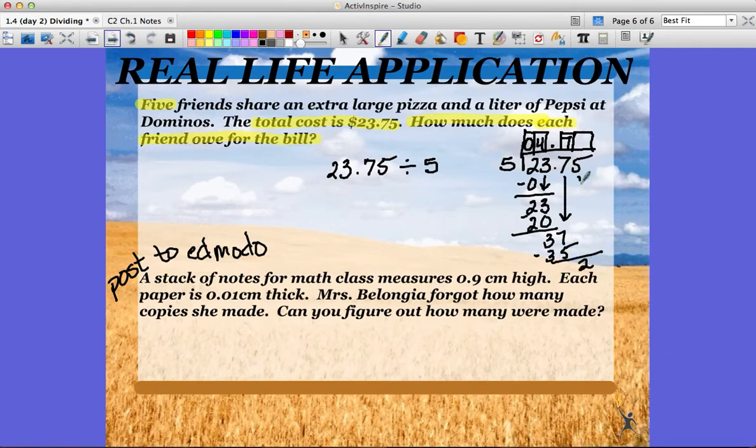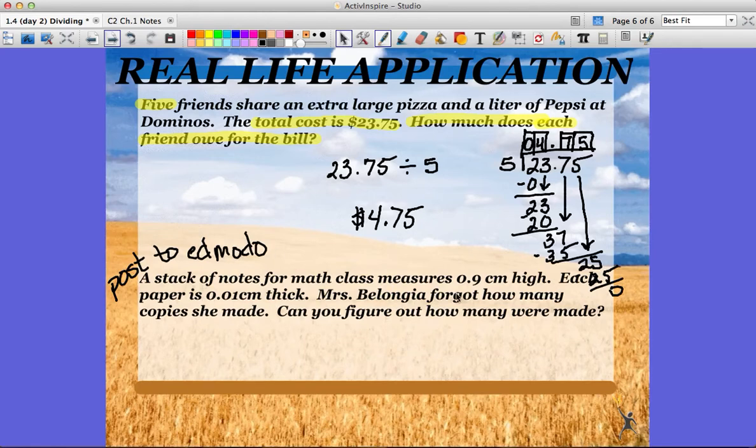Subtract, you get 2. Bring down the 5. 5 goes into 25 5 times. Subtract, you get 0. So your answer is each friend owes $4.75.